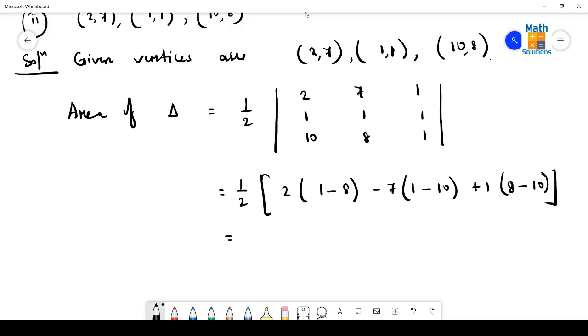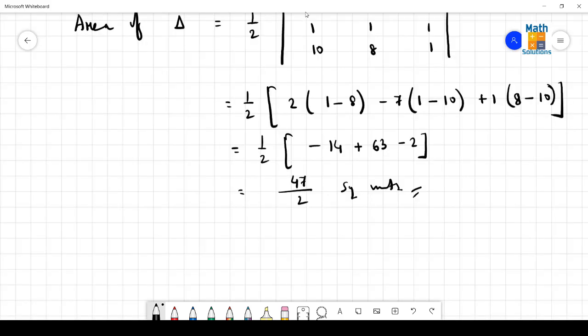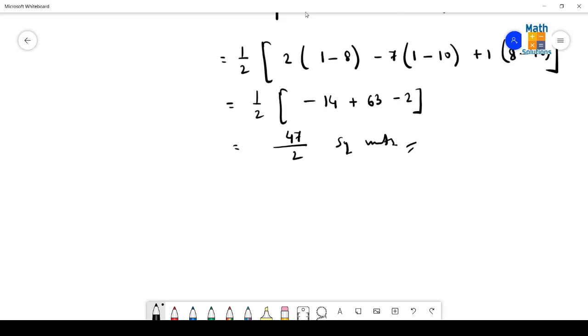So after this we shall be getting minus 14 here, then after plus 63, then after minus 2. So after complete calculation we shall be getting 47 by 2 square units. So this is the answer of the second one. Roman 3 of question number 1 is also of the same kind. It can be done similarly. So now we are proceeding to question number 2 of this exercise.